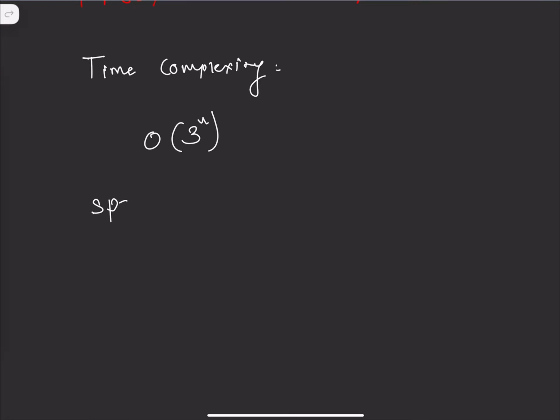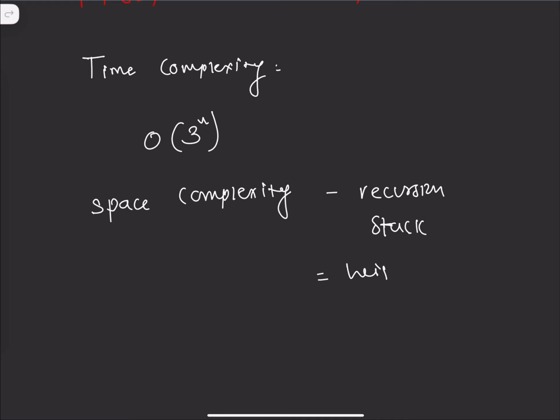And the space complexity: we are using backtracking, and backtracking will be done using recursion. For recursion we will use a stack, and the space complexity of the stack is the height of the tree, and the height of the tree is nothing but the number of digits in the string. So the space complexity will be O of n, where n is the number of digits in the string.